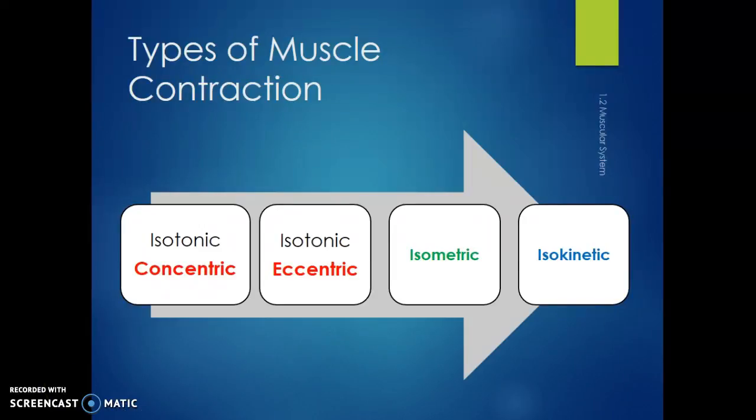So now we are moving on to types of muscle contraction. So there are two types of isotonic contractions, one being concentric and one eccentric. We have an isometric contraction and lastly an isokinetic.